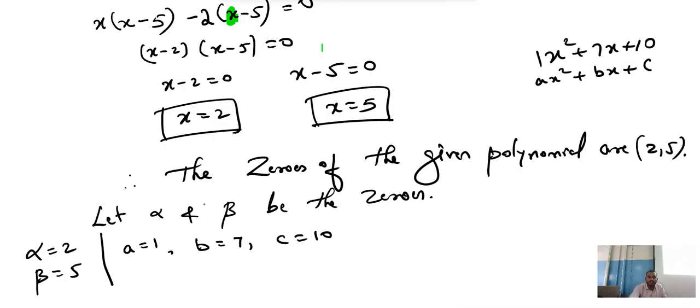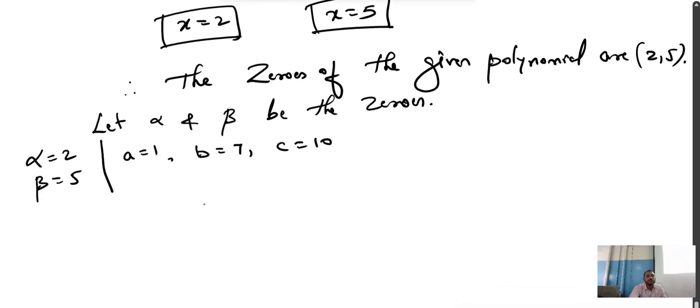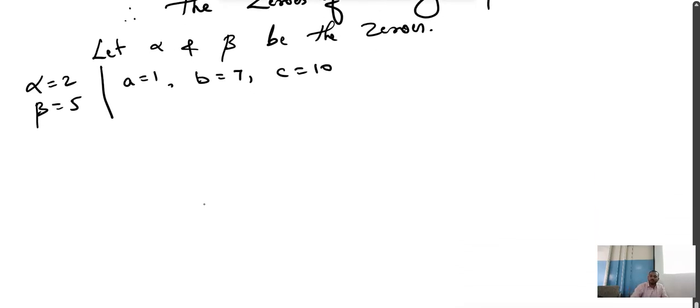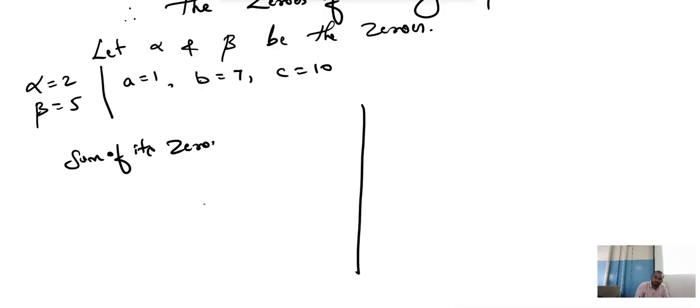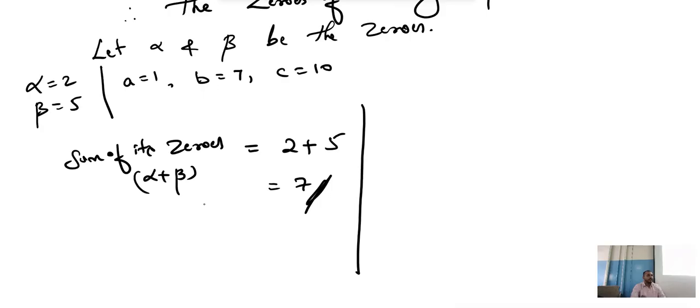After writing this, put one column exactly in the center. Then you write sum of its zeros. It means alpha plus beta. Okay. What is alpha? 2 plus beta 5. 2 plus 5 is 7. Directly if we add alpha plus beta, we are getting this.